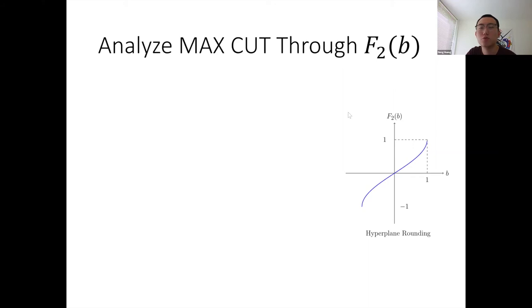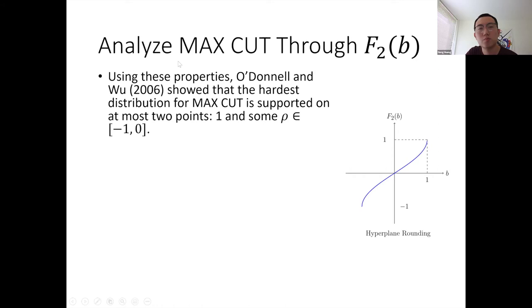So knowing f2, to analyze NAE2 or max cut, it suffices to analyze F2. Using the properties described earlier, Adano and Wu showed that the hardest distribution for max cut is supported on at most two points, one and some negative rho. By hardest distribution, I mean the hardest distribution of clauses. For max cut, the clause is the same as its Hilbert bias. So this is essentially saying that for the hardest instance, it has only two types of Hilbert biases, either one or some negative rho.